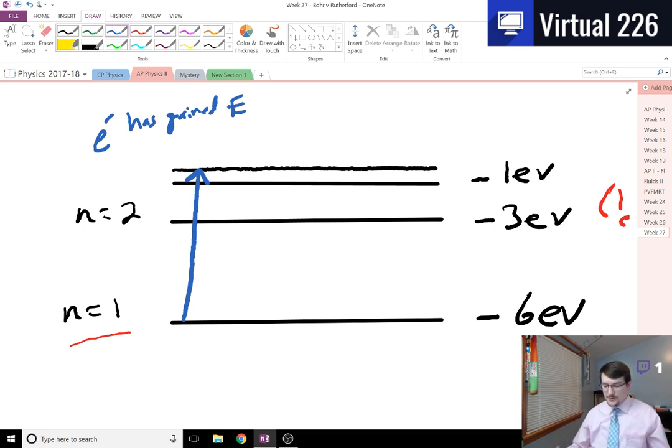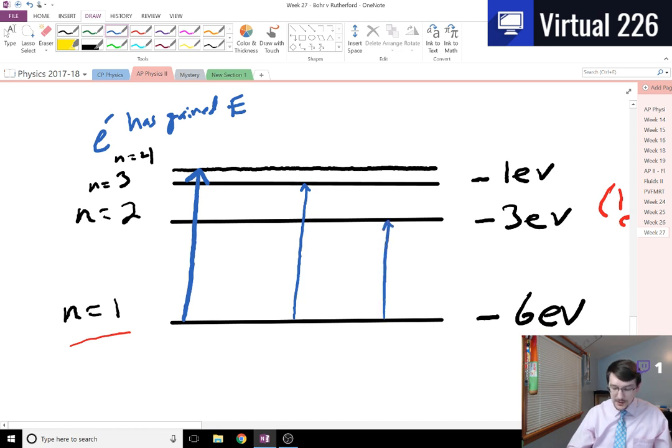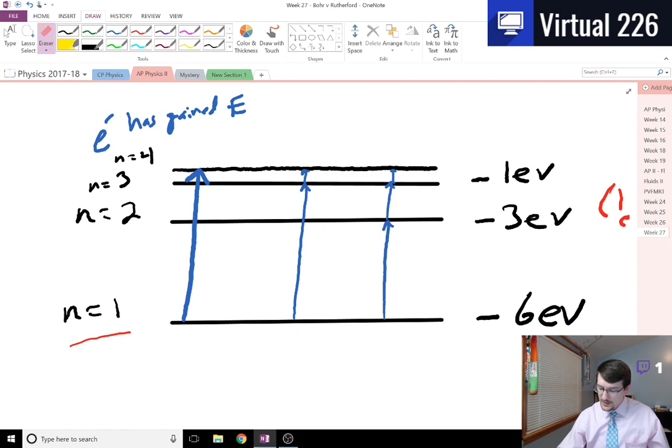You can go from the n equals 1, and if we label these n equals 3 and then n equals 4 for our last one, you can go from n1 to n4, you can go from n1 to n3, you can go from n1 to n2. Technically you can do the things in between as well. You can jump up here, jump up here, jump up here. But these ones where I'm going from n2 to n3 and then n3 to n4, these ones are rare.